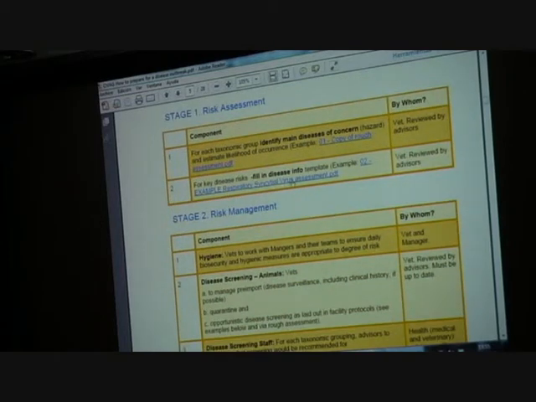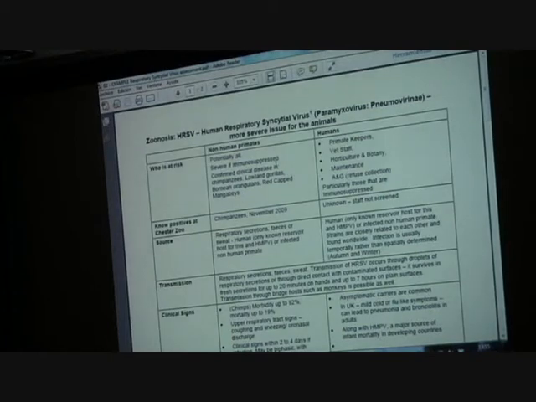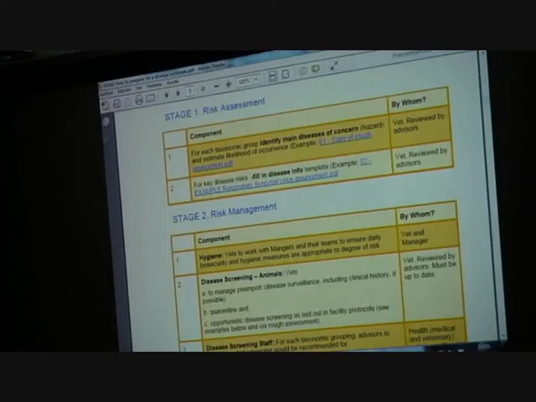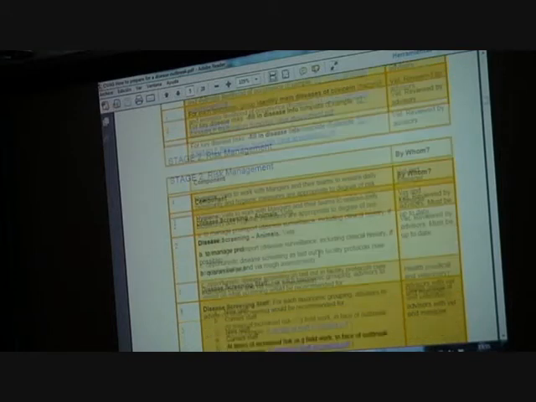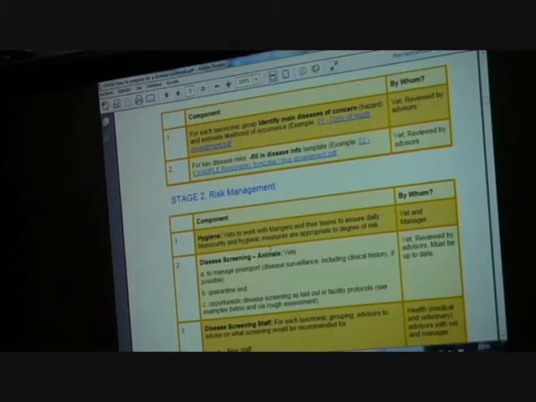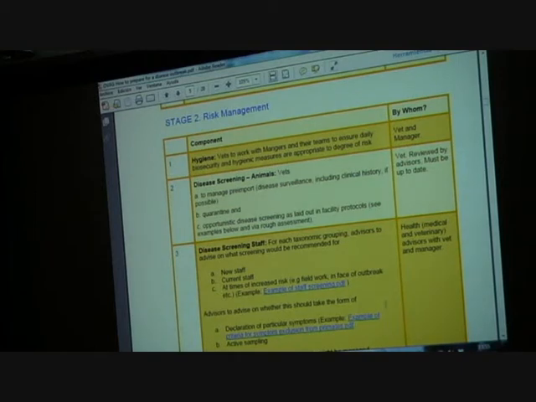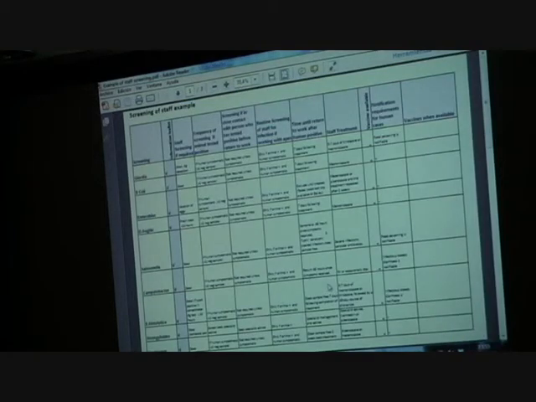For the key disease risks, fill in the disease template, and there's that respiratory syncytial virus one as an example which I showed you before. Then we're looking at management, various components of hygiene, disease screening for the animals, for the staff. Who does that? An example of staff screening. Again, you can have this in front of you later on.